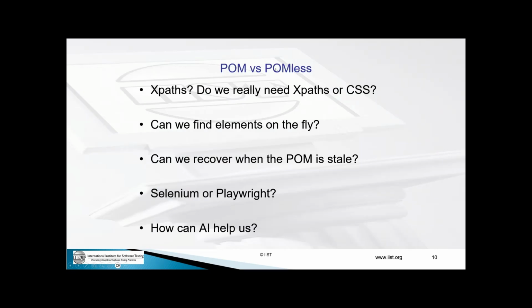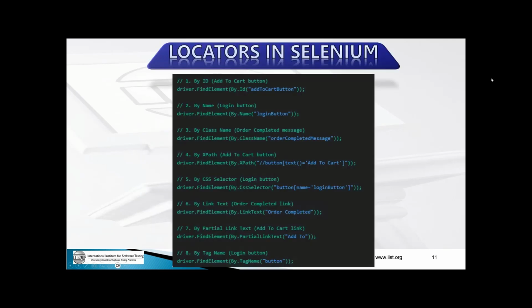So POM versus POMless. Can we really do this without CSS or XPath? Can we find elements on the fly? Can we recover when the POM is stale, the object is stale? And you can do it in Selenium or Playwright. And can the AI help us on this? Well, let me start at the very beginning, which is selectors.